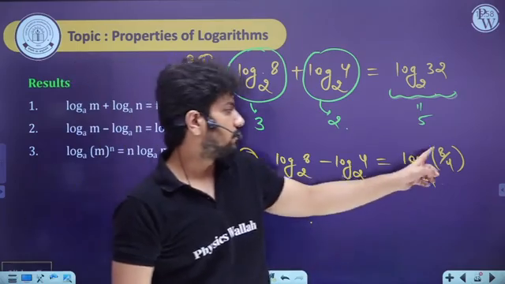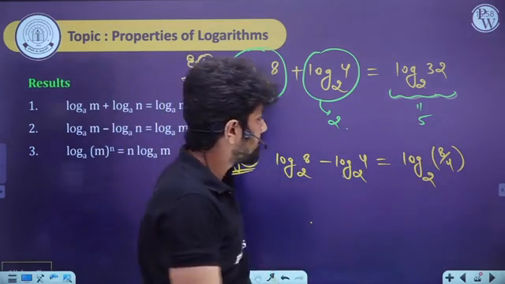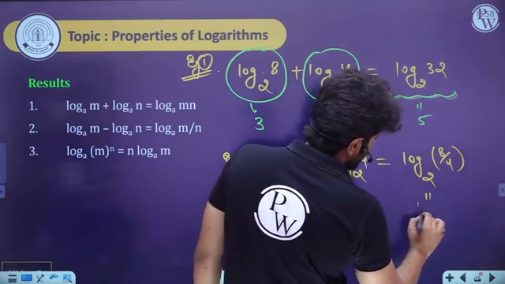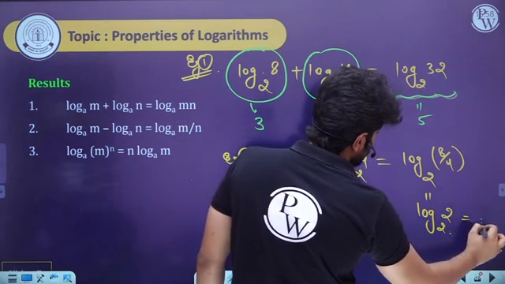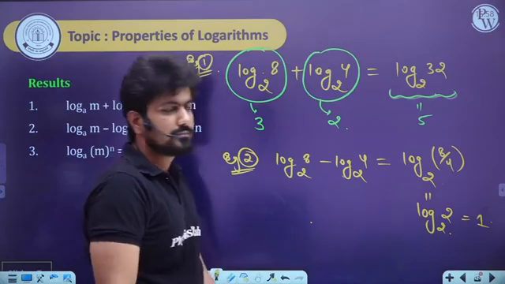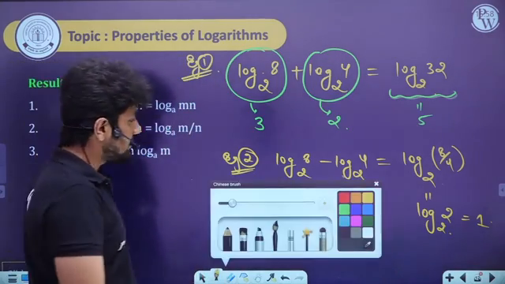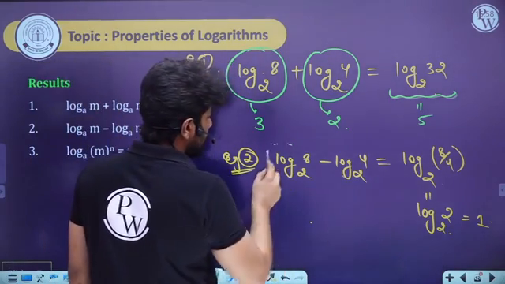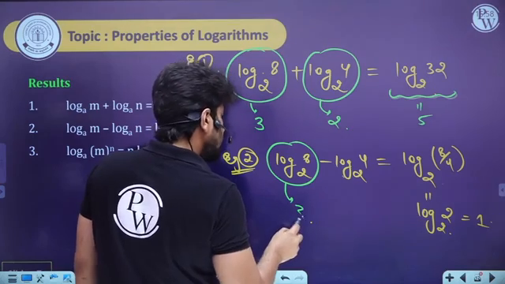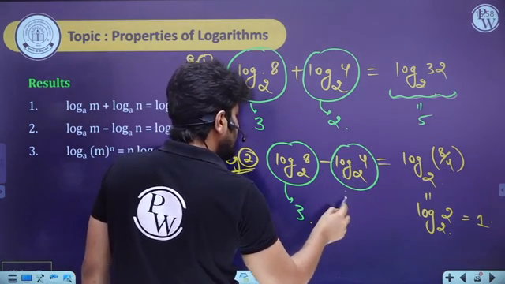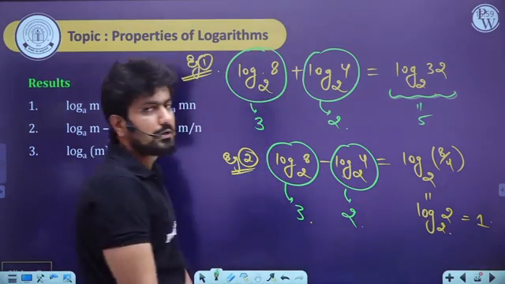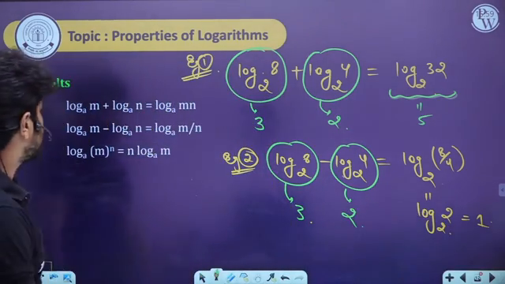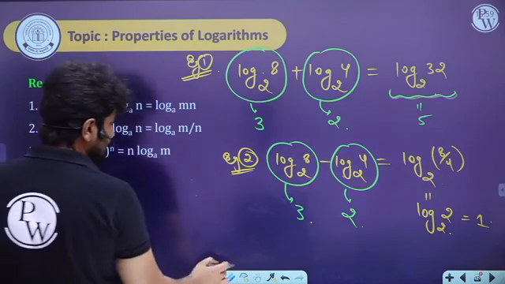What is 8 by 4? 8 by 4 is 2 only. So basically this is equal to log of 2 to the base 2. And what is log of 2 to the base 2? That will be equal to 1. Is it true? Yes, of course it is true. We know that log of 8 to the base 2 is equal to 3, and we know the other value is 2. So 3 minus 2 equals 1.